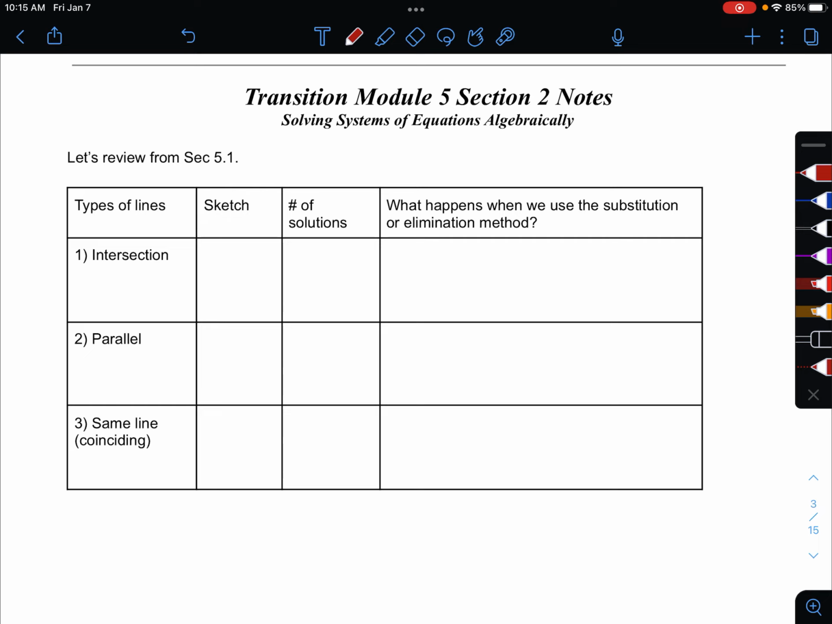solve them using graphing. So if the two lines intersect, how many solutions do we have? Well, we just have one solution, and it's right there. And it says, what happens when we use this newfound substitution or elimination method? Well, we're going to get one answer and only one answer, and it should work out. We should get real numbers, and we'll write our answer as a point, a single answer.